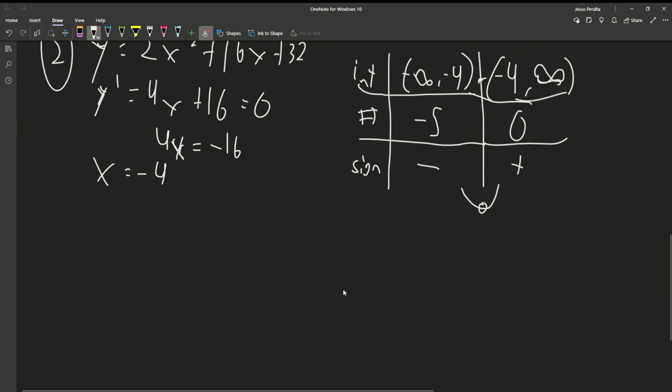So now let's write the increasing and decreasing intervals. So it is increasing at -4 comma infinity, and it is decreasing at negative, actually, yeah, I just realized it's the other way around. I'm so sorry. Just delete this. Get a better. Here we go.